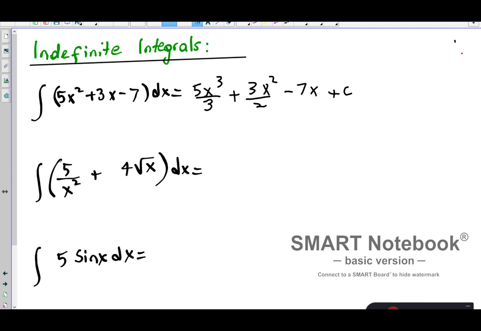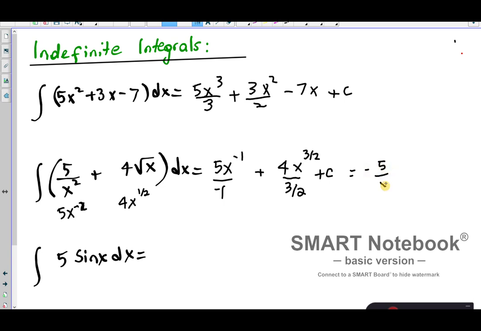To anti-differentiate 5 over x squared, I'm going to first write it as 5x to the negative 2. Then apply the power rule for anti-differentiation: add 1 to the power, so it'll be a power of negative 1, divided by the new power. And this other one I can write as 4x to the 1/2, and the antiderivative will be 4x to the 3/2 divided by 3/2, plus c. If we simplify everything a little bit, we have negative 5 over x, and if you flip this and multiply, you have 4 times 2/3. In other words, 8/3 x to the 3/2 plus c.